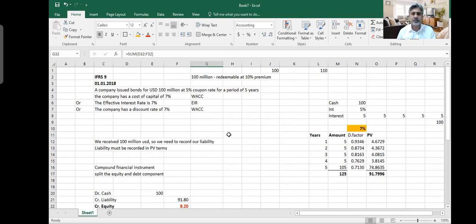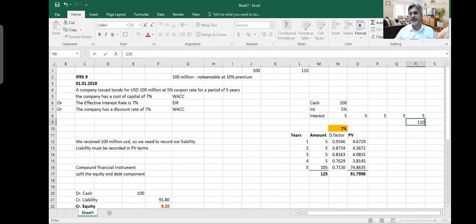Nothing will change. The only thing is that in the last year you will say that I have to pay 5 and I have to pay 110. And then when you make this 110, the numbers will change.